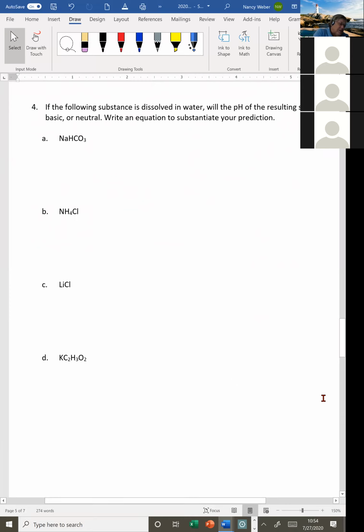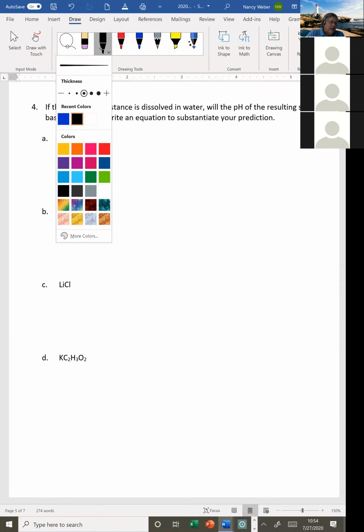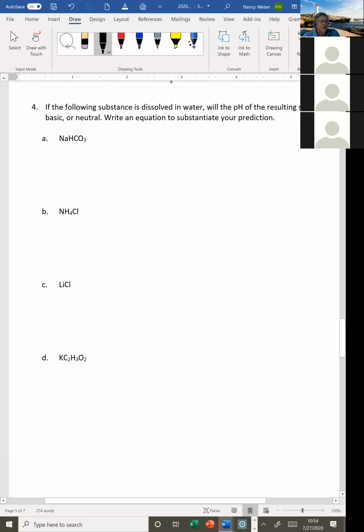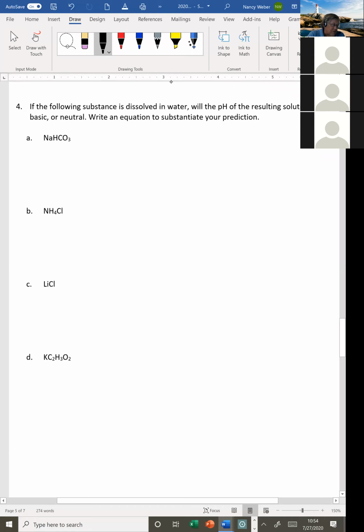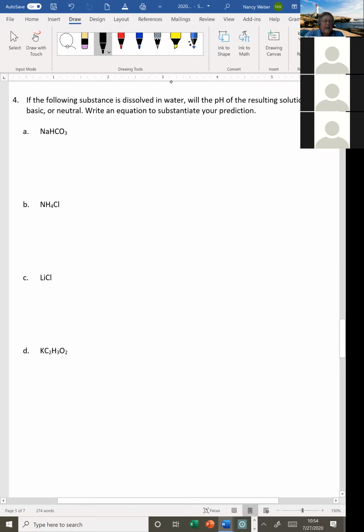This is what we talked about the other day too. Okay, in the following substances, they're dissolved in water. Predict whether the pH will be acidic, basic, or neutral. And if it's basic or acidic, you need to write the equation. So what we have to do is break this into anion and cation. So I'm going to draw a line down here just for my purposes.